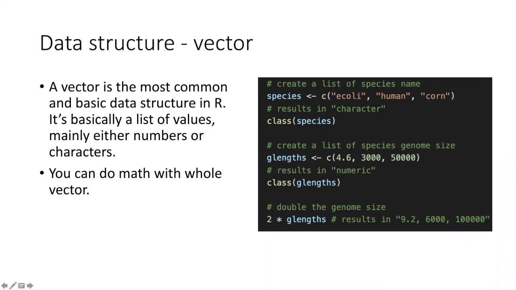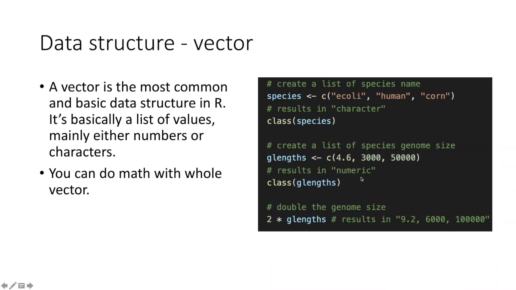You can also do this for numbers. So another task, let's say you want to create a list of species genome size for E. coli, human, and corn. So you can also create a vector for numbers, c, putting numbers, it can be decimals and integers, and you assign this vector to the variable g_length. And when you check the class of g_length, it's going to be numeric, right? Because you put in numeric values.